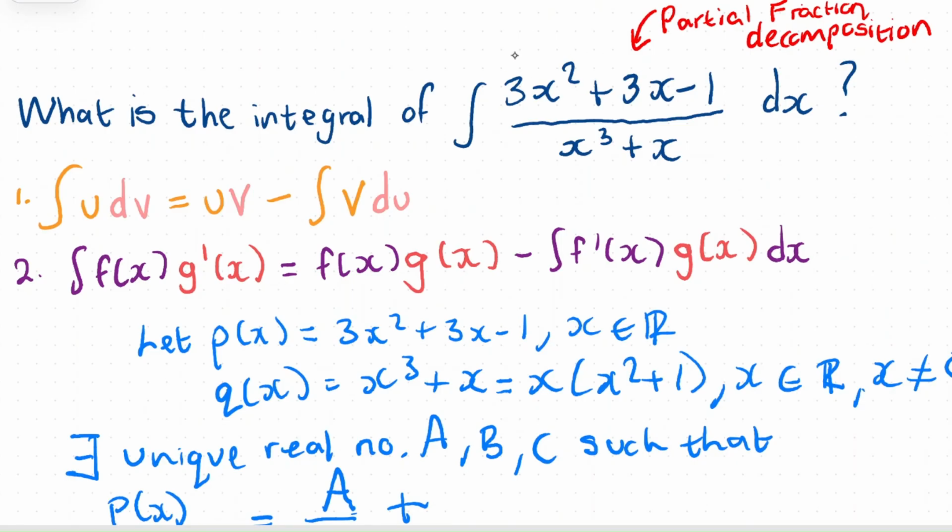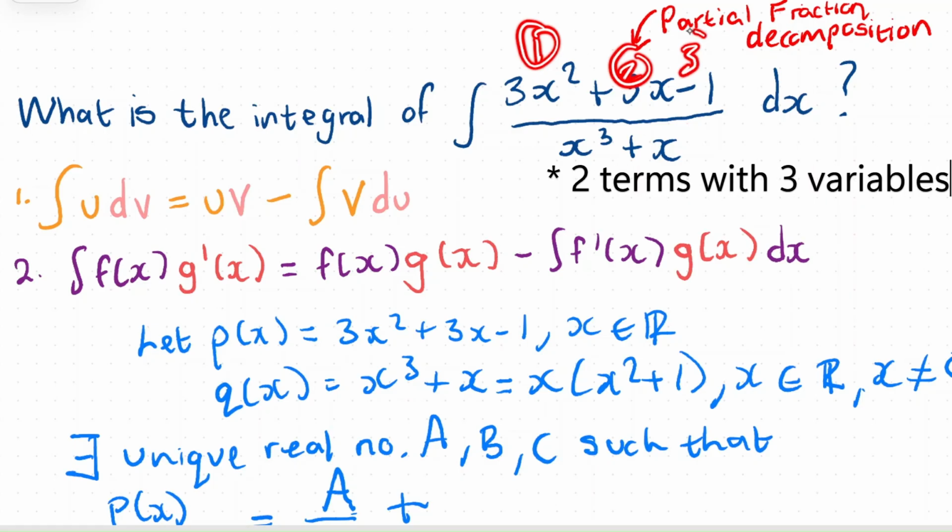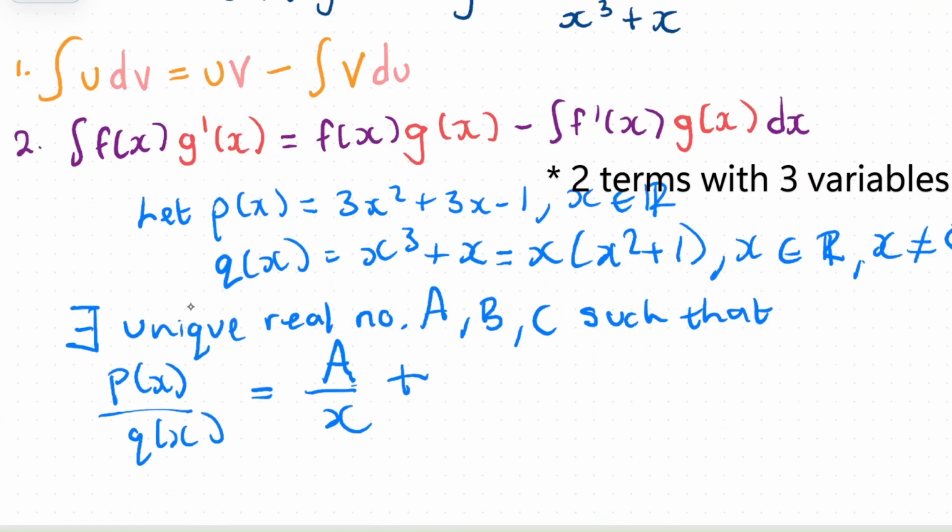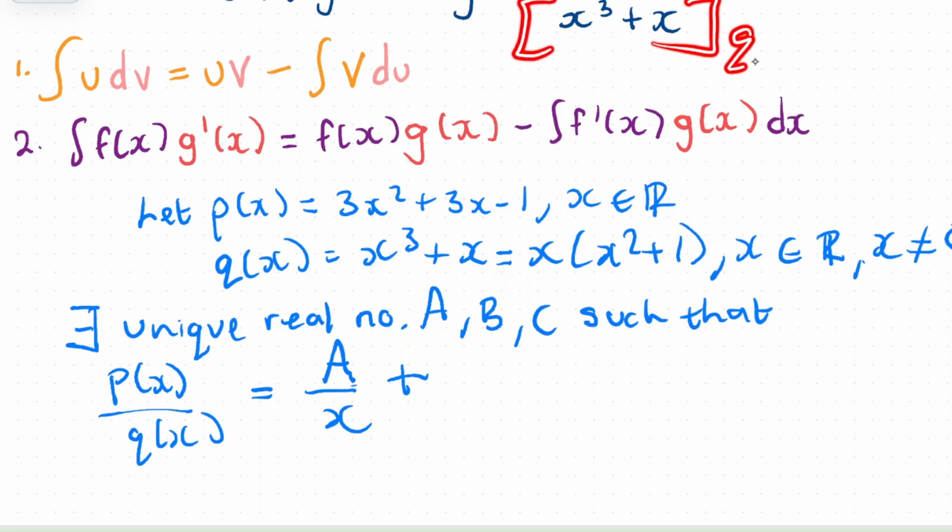Why am I saying this? Because we see that for p of x, the numerator, there are 3 terms: 1, 2, 3. And so our p of x needs to have 3 terms. However, when we look at the denominator, q of x, we only see 2 ways that we can write this: we see x, and then we see x squared plus 1. So there is an imbalance. That's basically saying there are 3 variables at the top and only 2 at the bottom.